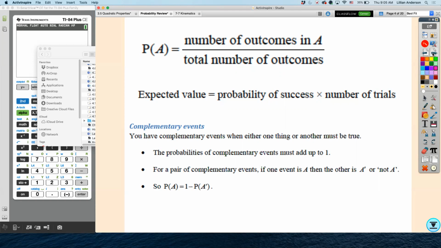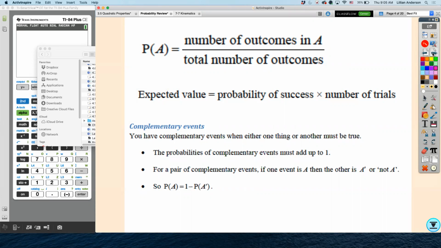I make 65 of those free throws. So that means the probability of me making a free throw is 65 over 100. I'm a 65% free throw shooter. It's your number of outcomes in a particular event or experiment divided by the total number of outcomes.